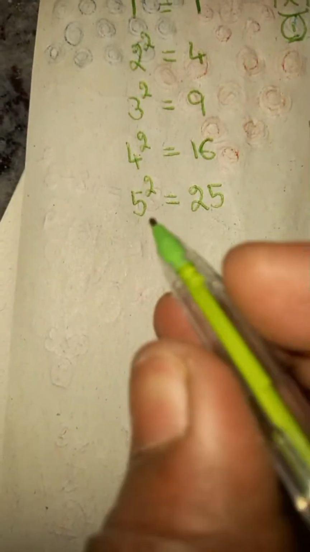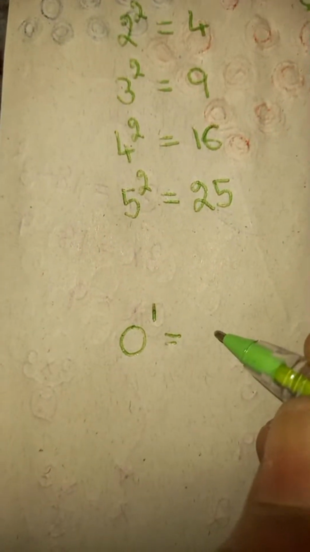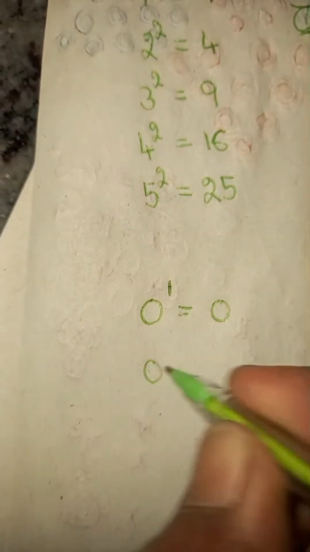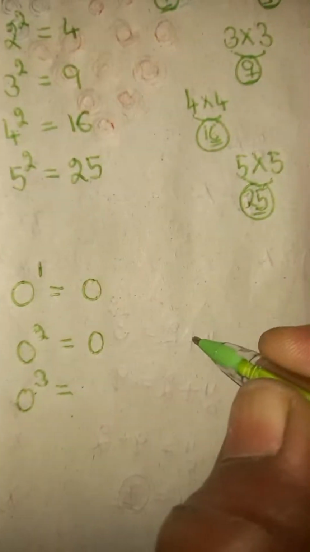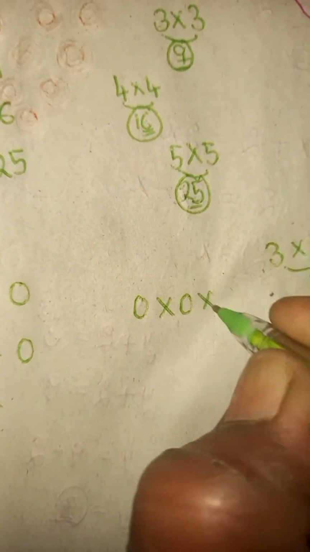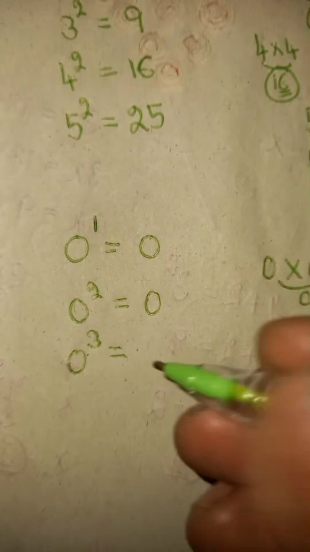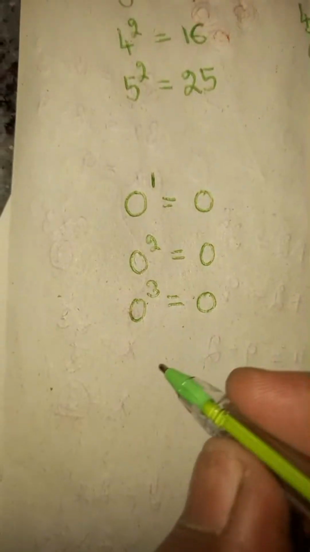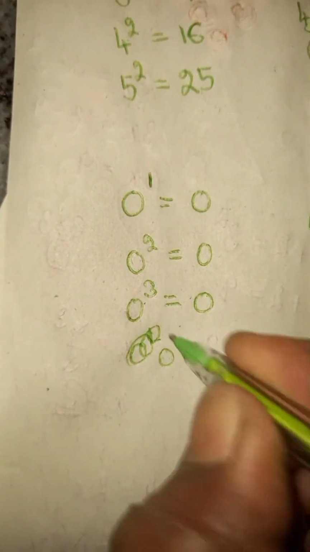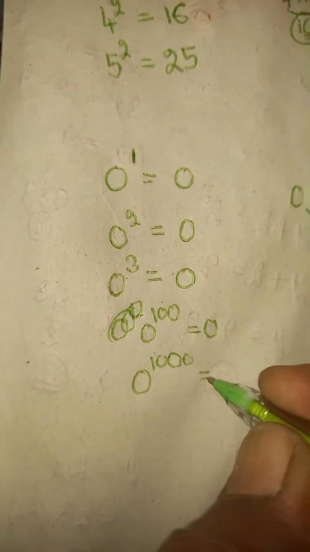Let's look at other numbers. Let me tell about powers of 0. 0 power of 1 is going to be equal to 0, and 0 square is also 0. 0 cube means you multiply 0 by itself 3 times: 0 times 0 times 0. 0 times 0 is 0. Again 0 times 0 is 0. So 0 cube remains 0. Now what is 0 power of 100? Even 0 power of 100 is 0, and 0 power of 1000 is also 0.